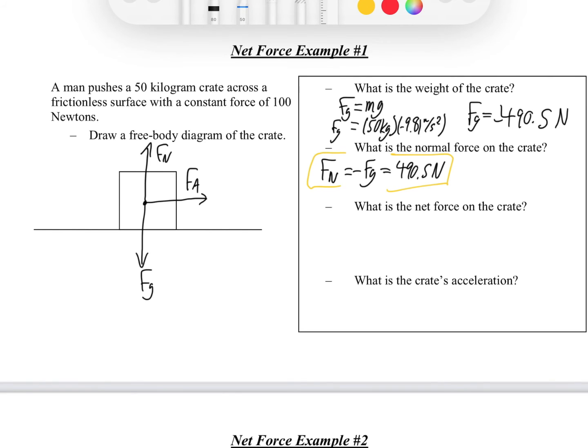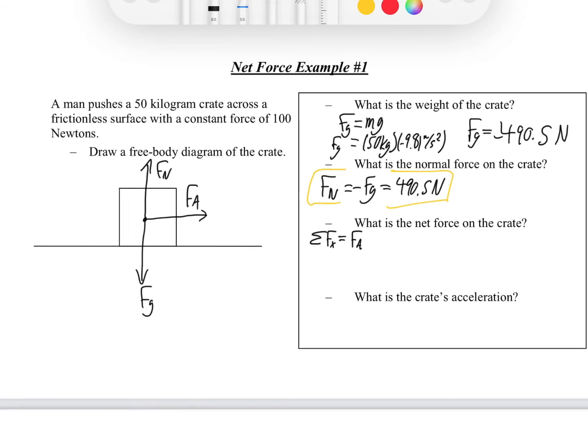So now we want to know what is the net force on the crate. To find the net force, what we'll want to do is take a look at the sum of forces in the x and the y direction. So our sum of forces in the x direction, we're going to add up all of the forces in our x direction, which is only the applied force. And then we want to add up all of our forces in the y direction, which is going to be the normal force minus the gravitational force, which will end up being 0 newtons. Our net force is going to just be equal to our applied force, which we said before is equal to 100 newtons.